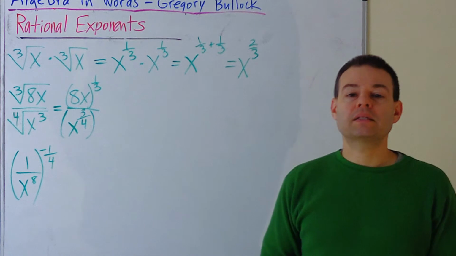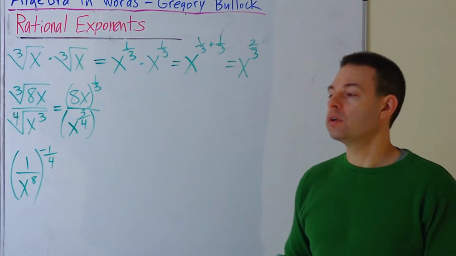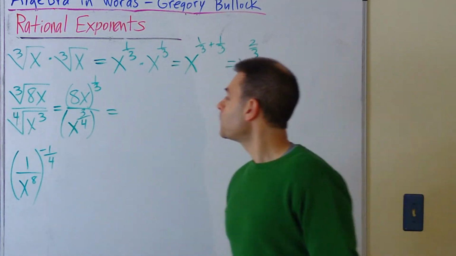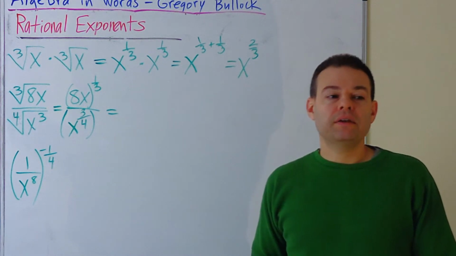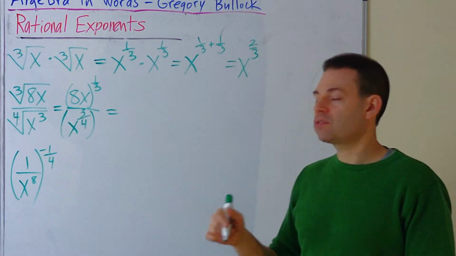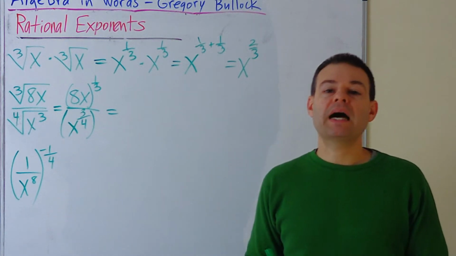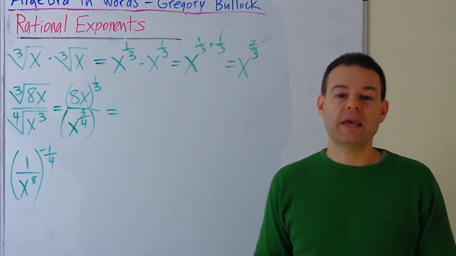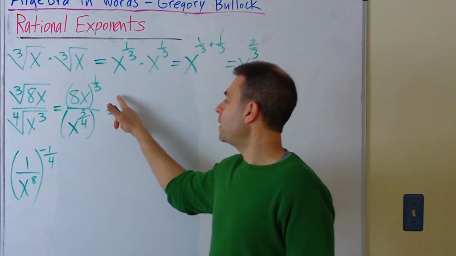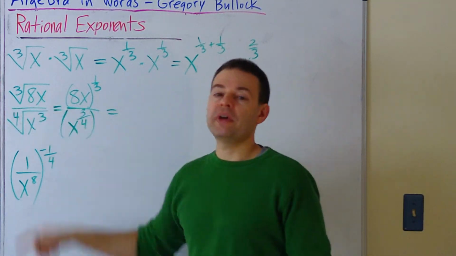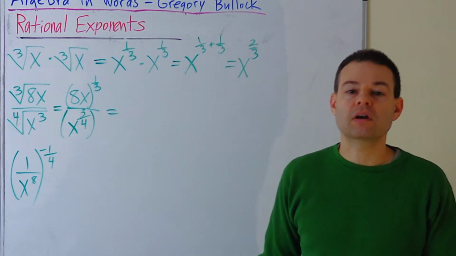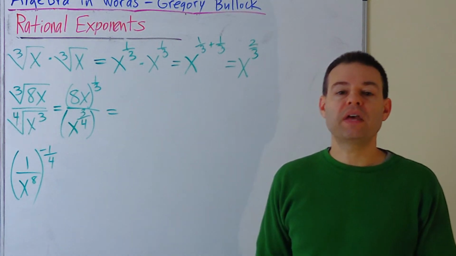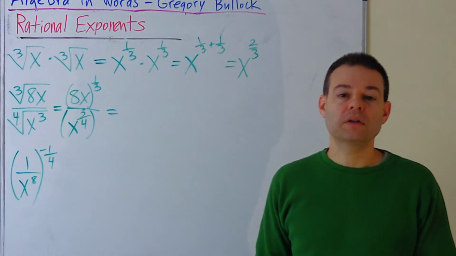Now let's go back to the top and distribute the 1/3 to the 8 and the x. Now I'm not going to write 8 to the 1/3 and x to the 1/3, but I'm going to apply the 1/3 to the 8. And if you think about it, that's the same as the cube root of 8, which we could have broken up in the beginning if we wanted. That's another way we could have started it. The cube root of 8, or 8 to the 1/3, equals 2.